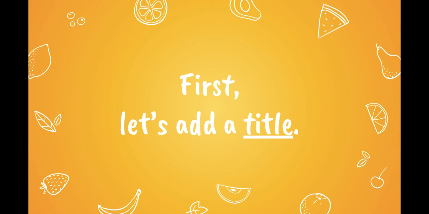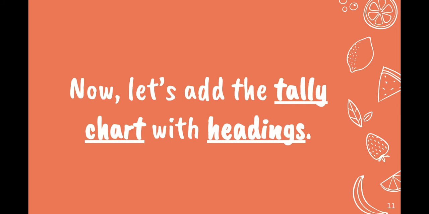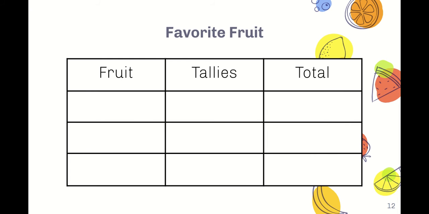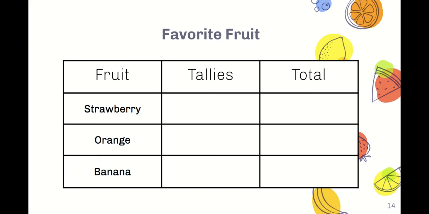So first, what I would do to show my data of the different favorite fruits is add a title. So in this case, I would call it favorite fruit. Makes sense. Then I would add the tally chart with headings. So I would have on my list for fruits, I would have the tallies, and then I'm going to make a total.